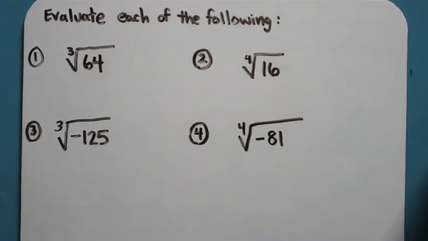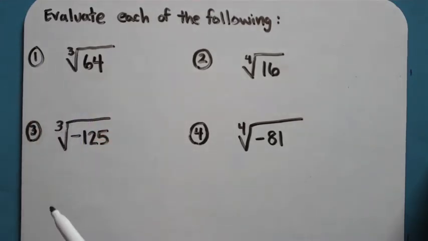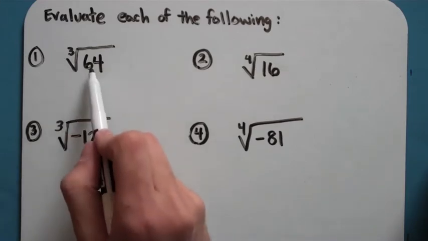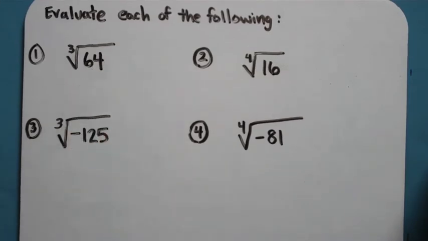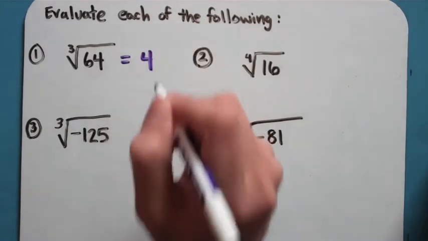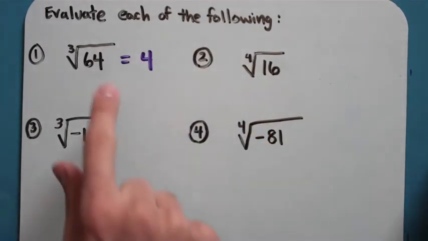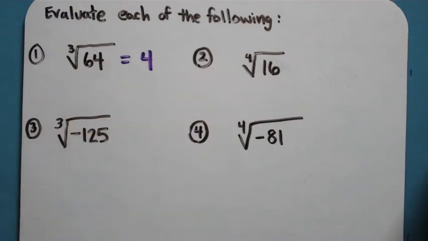The first one is asking for the cube root of 64. That's what this index tells us right here. So what number to the 3rd power gets us 64? Instead of squaring something, we want to multiply it 3 times now. So you can just play around with different numbers and try things out. But it turns out that 4 to the 3rd power equals 64. That means the cube root of 64 equals 4.